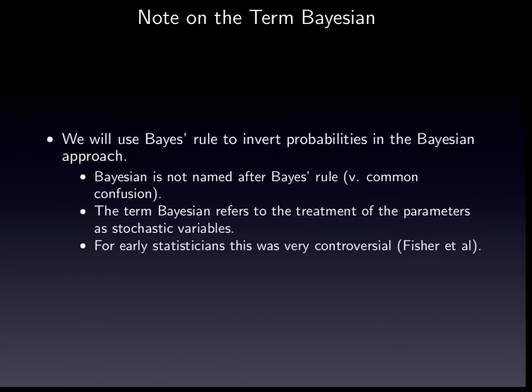So we use Bayes' rule to invert probabilities in the Bayesian approach, right? That's a rule we covered at the beginning. I think I've got it in these slides somewhere. I hope I have. If not, I'll write it on the board.